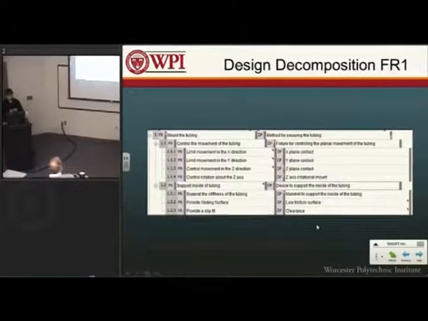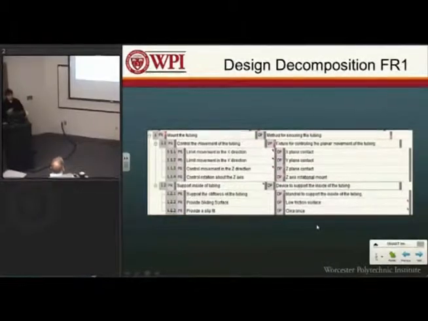Breaking down FR1, to mount the tubing, we had to control the movement of the tubing and support the inside of the tubing. To control the movement, after some iterative processes, we came down to 4 solutions: limiting it in the X direction, the Y direction, controlling the movement in the Z direction, and controlling its rotation about the Z axis. It was determined that we could rotate the tube instead of rotating the cutting tool. But we canceled that after looking into FR2.